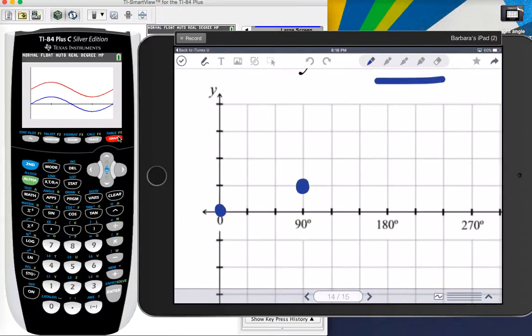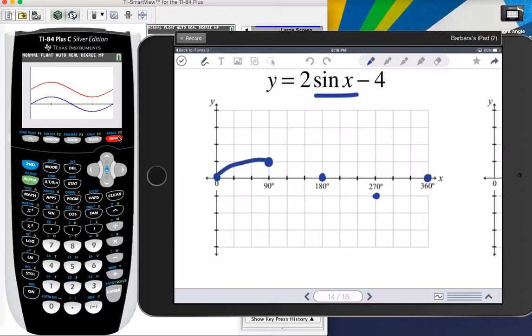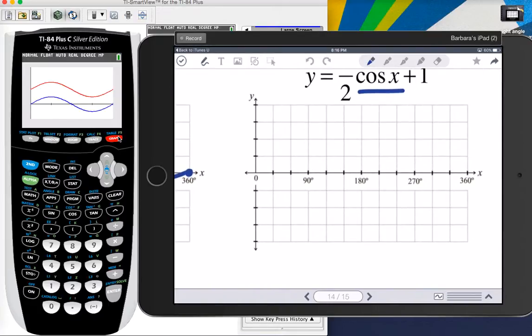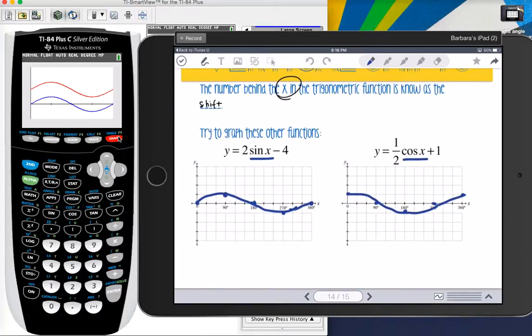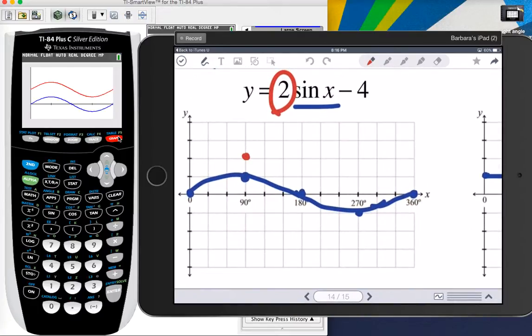So 0, 1, 0, -1, 0. So this is our original function for sine. And for cosine, it's 1, 0, -1, 0, 1. And then I'm going to look at the number in front. So this is 2. So that means it's going to go as high as 2 and as low as -2, but these other points here are not going to change.